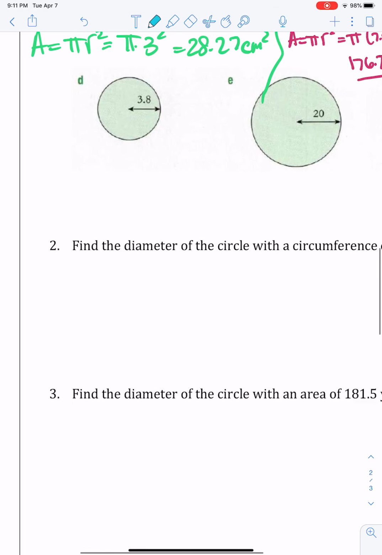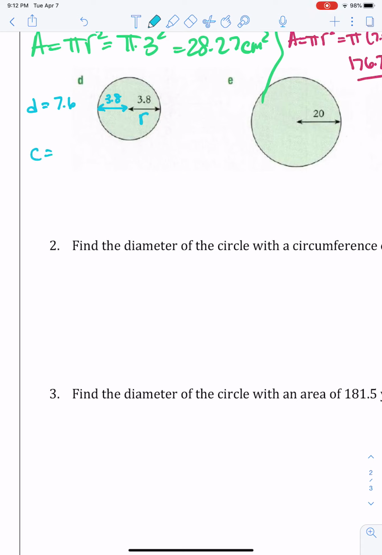Now this time I'm only given the radius. So this is my radius, but one of the formulas I'm using requires a diameter. So I need to know that the diameter is 7.6, because that would be like having 2 of these. So you need to make sure that you're using radius or diameter and which one.